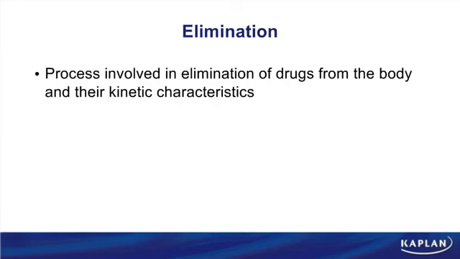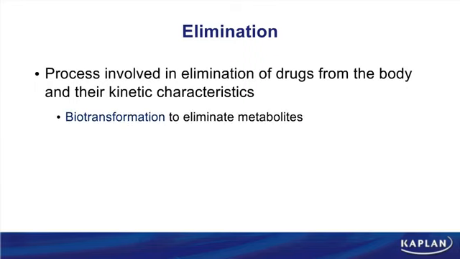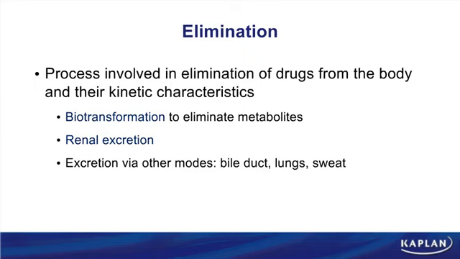Part 4 of pharmacokinetics involves drug elimination. There are 2 main ways that we can eliminate drugs. That would be biotransformation, in other words, liver metabolism to eliminate the metabolites, or renal excretion. The liver and the kidneys are clearly the 2 most important organs for drug elimination. They're not the only organs, but they are the 2 most important ones.